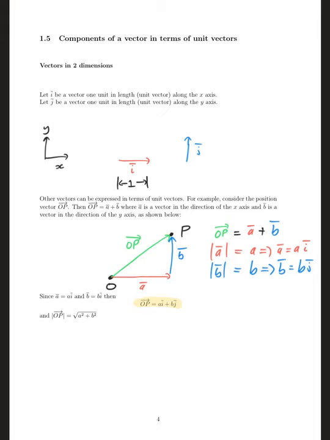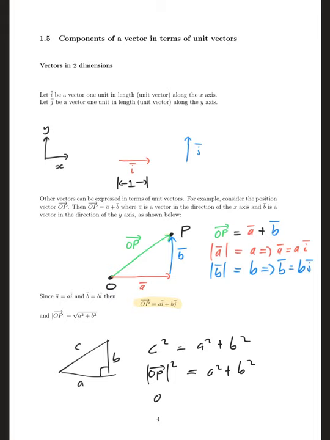The length of OP in terms of the lengths of a and b can be found with Pythagoras' theorem. So we know that for a triangle with a right angle here and sides a, b and c, Pythagoras' theorem tells us c squared is equal to a squared plus b squared. Now in this case, a and b are just the lengths of those two sides, and c is equal to the length of OP. So the length of OP squared is equal to a squared plus b squared. And so the length of OP is equal to the square root of a squared plus b squared.